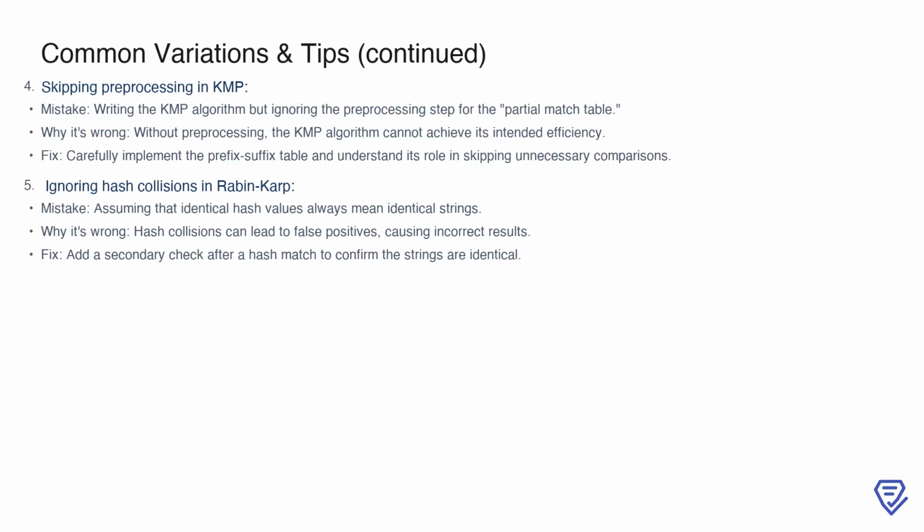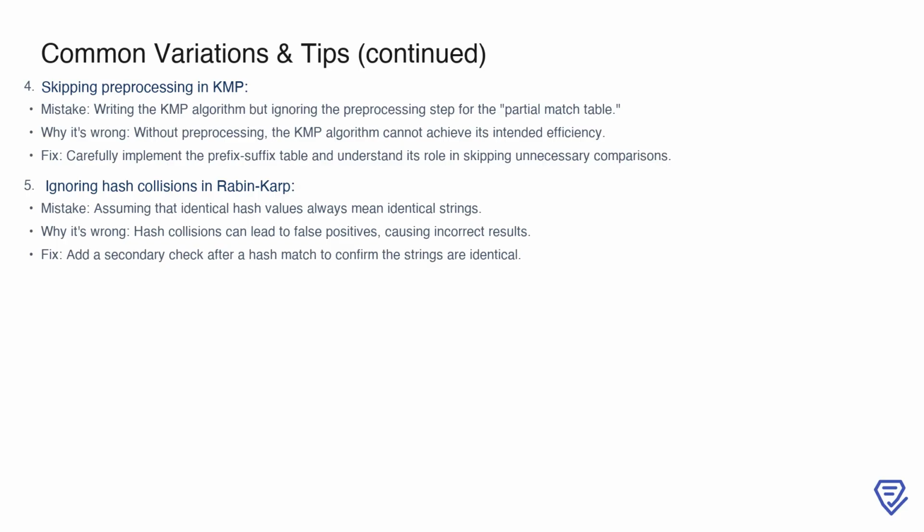Now, let's focus on a couple of algorithm-specific mistakes. When implementing the KMP algorithm, skipping the pre-processing step for the partial match table is a common error. This pre-processing is critical because it allows KMP to achieve its efficiency by avoiding redundant comparisons. Without it, the algorithm loses its advantage over brute force. Make sure to carefully implement the prefix-suffix table and understand its role in optimizing the search.